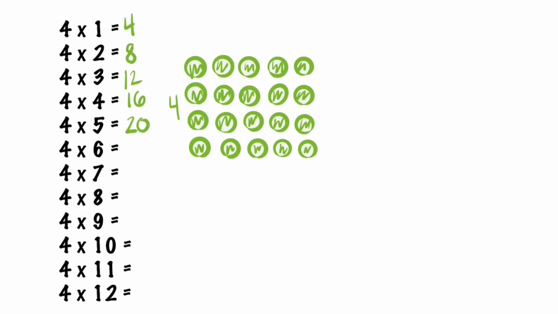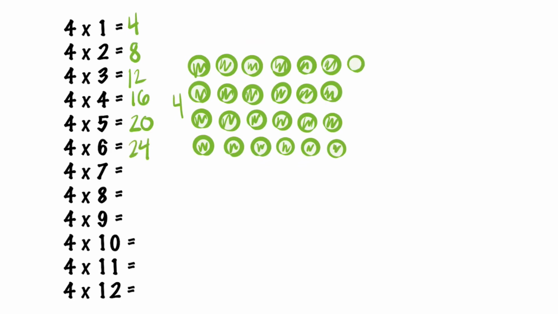4 times 6 means 4 rows of 6. Let's draw that out. Now let's go ahead and label that 4 times 6. And now let's count 20, 21, 22, 23, 24. The product is 24. 4 times 7 means 4 rows of 7.